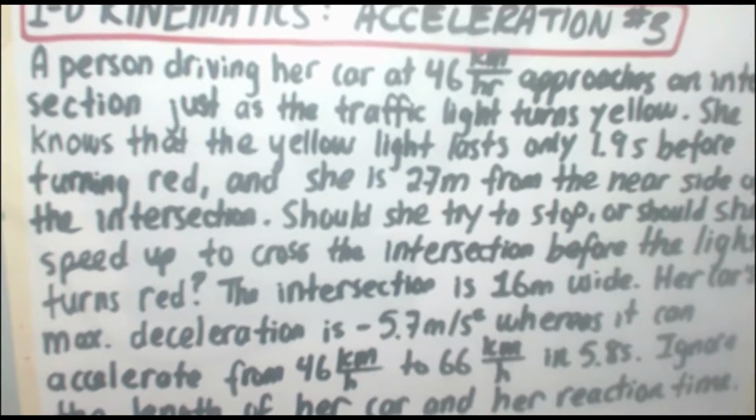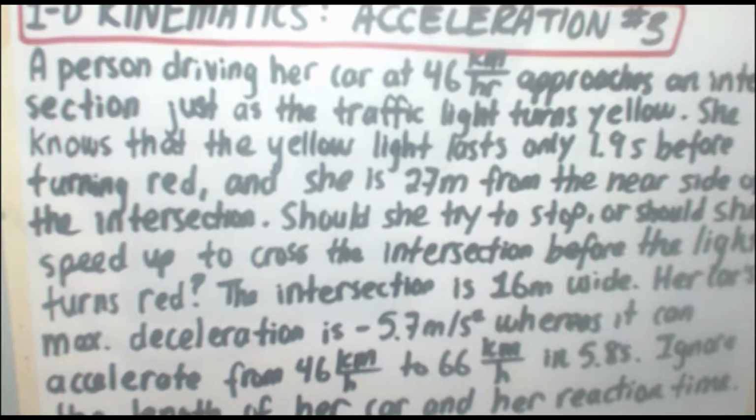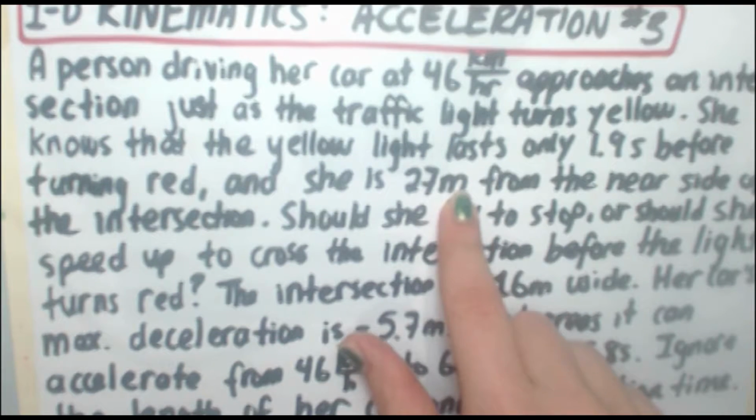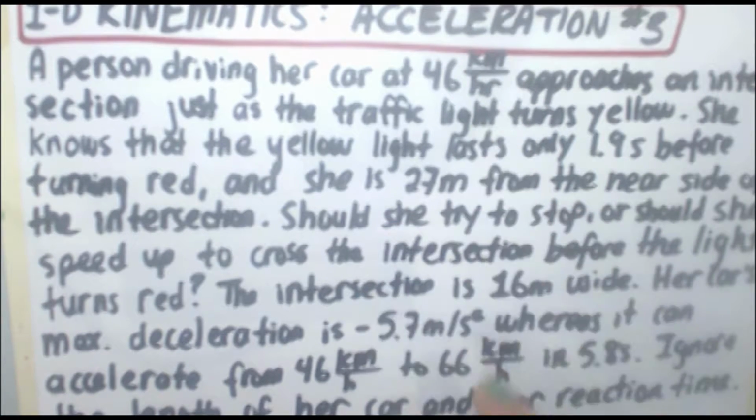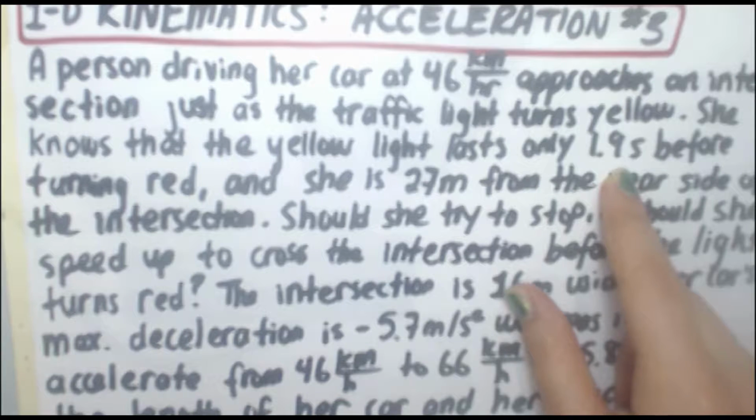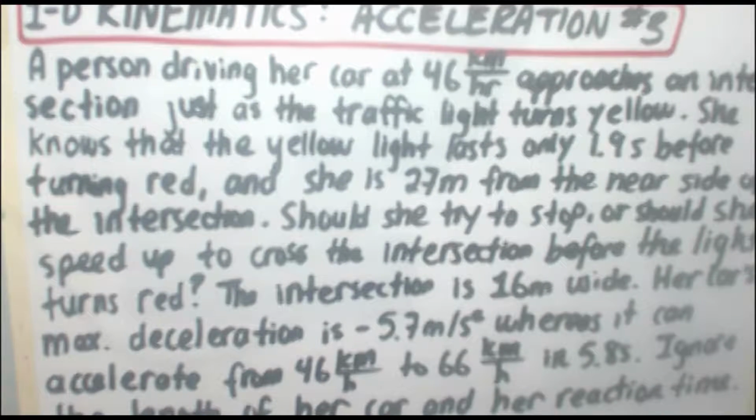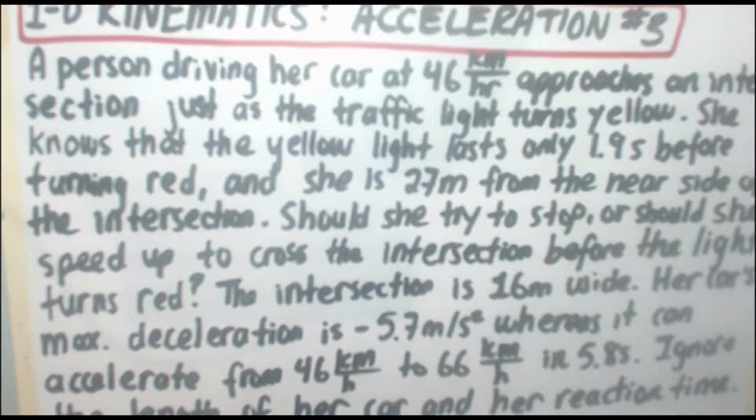So the first thing I notice when I'm reading this problem is, I've got some things quoted in kilometers per hour. I've got an acceleration, or rather deceleration, quoted in meters per second squared. I've got a distance of 16 meters, another of 27 meters, and a speed of 46 kilometers per hour, and a time of 1.9 seconds. So what you've got here is some units that are in SI and others that aren't. The speeds we would have to convert to meters per second, but we'll do that in time.